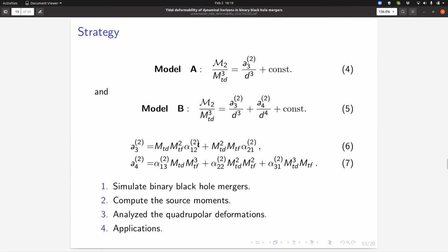What we did in this work is to run numerical simulations of binary black hole mergers, track the apparent horizons, the foliations of the dynamical horizons, compute the source multipole moments, and study their evolution with respect to time and distance. In turn, we use fitting to estimate these dimensionless coefficients, alpha_12, alpha_21, etc., and try to see how they behave in the course of the merger.